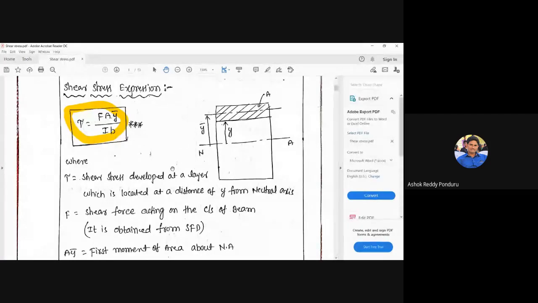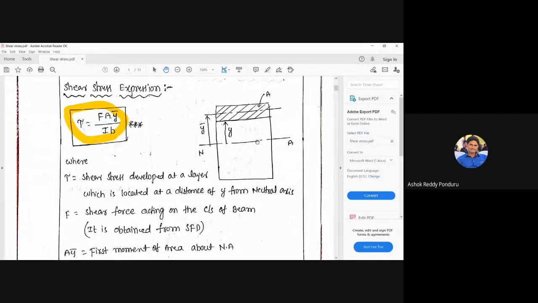Shear stress developed at a layer. This is the layer which is located at a distance of y from the neutral axis. That means that layer is located at a distance of y from the neutral axis. That is the meaning of that. Because the shear stress is not constant throughout this plane, that's why it varies.